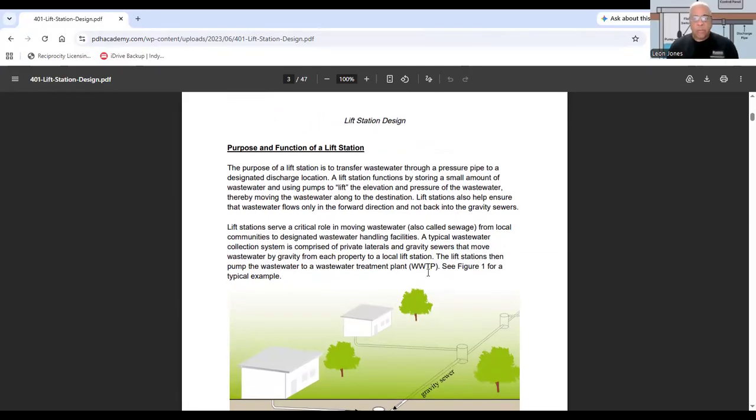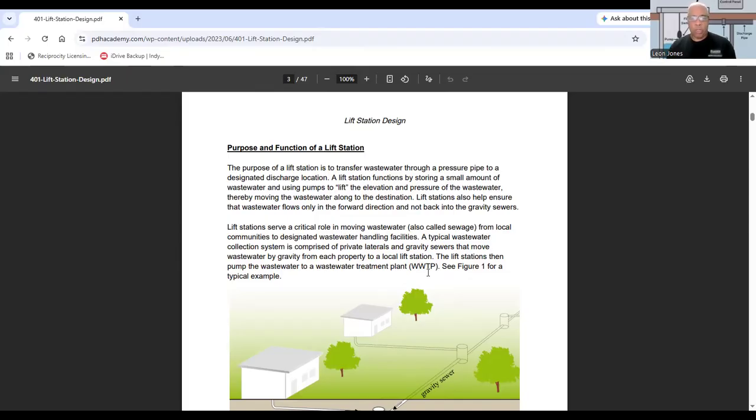Well, the purpose of a lift station is to transfer water through a pressure pipe to a designated discharge location. A lift station functions by storing a small amount of wastewater and using pumps to lift the elevation and pressure of the wastewater, thereby moving the wastewater along to the destination. Lift stations also help ensure the wastewater flows only in the forward direction and not back into the gravity sewers. Lift stations serve a critical role in moving wastewater, also called sewage, from local communities to designated wastewater handling facilities.